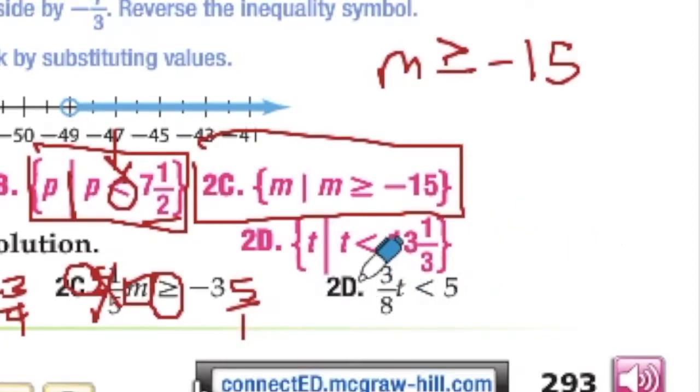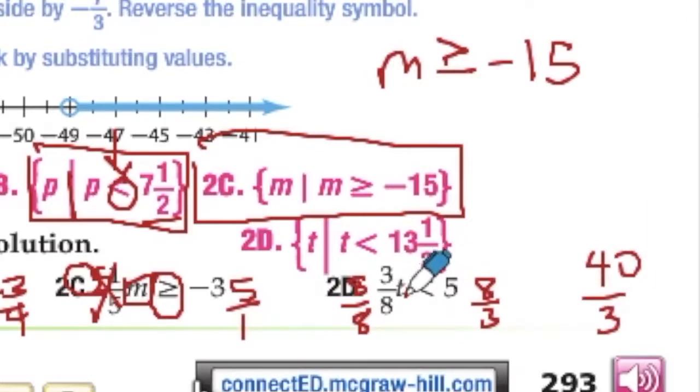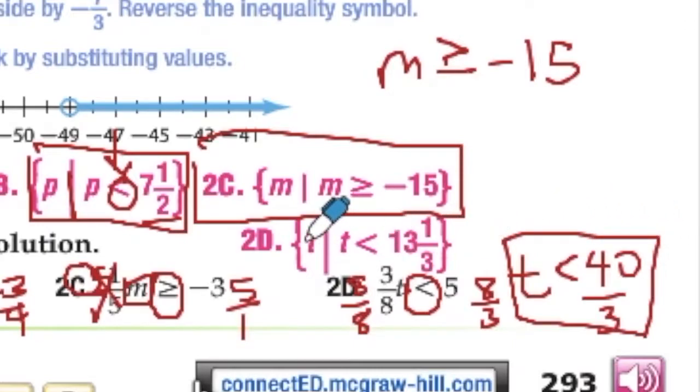And finally, 2d, the reciprocal of 3/8 is 8/3. And when I multiply by 8/3 on the right-hand side, I get 40/3. I do not need to reverse the symbol, so I'm left with t is less than 40/3, or the solution set t such that t is less than 13 1/3.